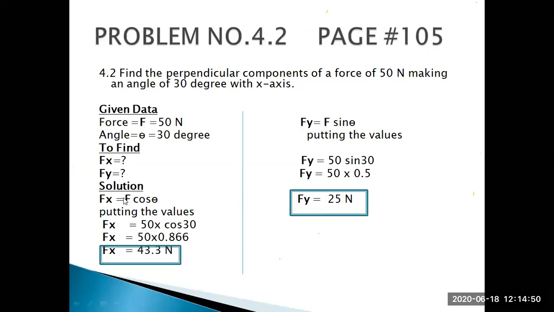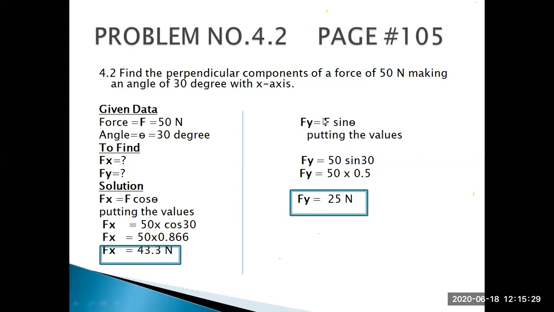So putting the values, the value of force is 50 Newton, so I am just putting 50, and cos 30, as theta is 30 degrees. If you take it with the help of a calculator, the value of cos 30 is 0.866, and then multiply with 50, you will get 43.3. This is the horizontal component of the force which was required: 43.3 Newton.